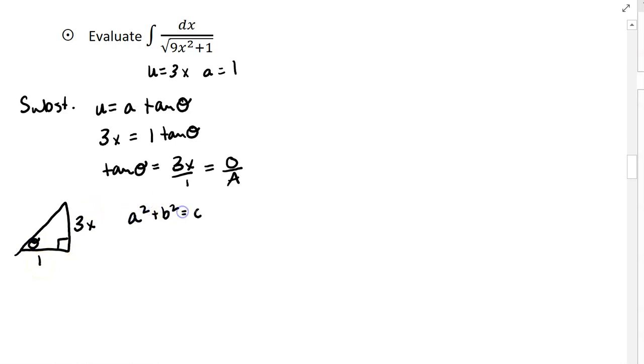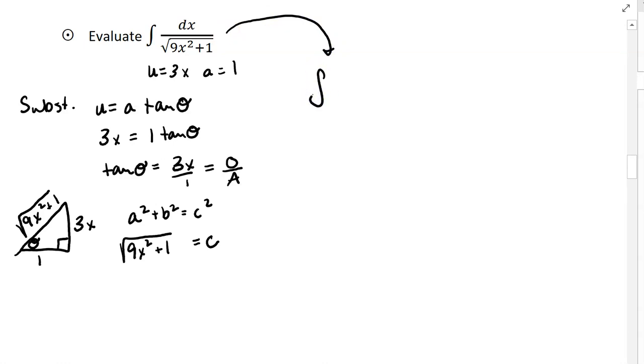Using the Pythagorean theorem, finding c, we would get the square root of 9x squared plus 1 equals c. So that's where our triangle comes from. So I've done that substitution. I need to now replace the integral with 1 in terms of theta.